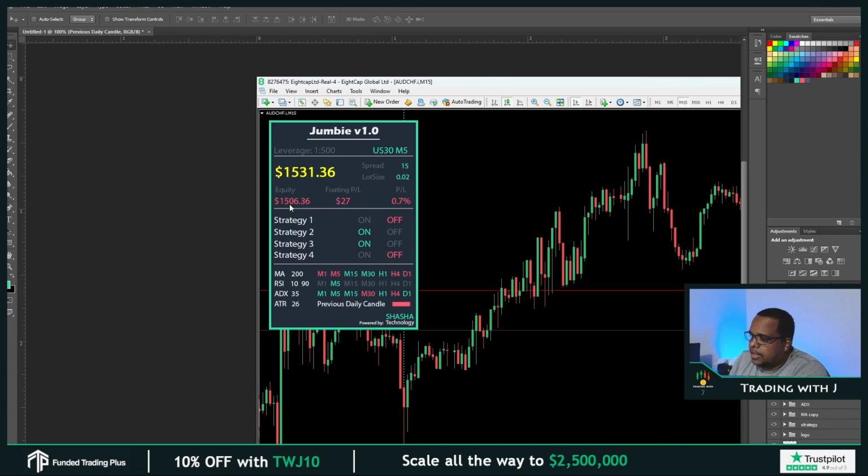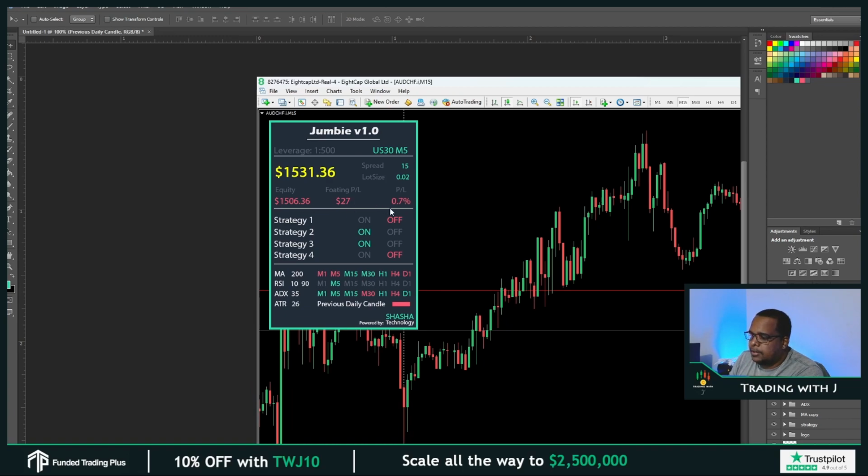Then at the bottom here, it would have the equity. So this would be the account balance minus any ongoing trades, any drawdown. And then you would have the float, which would be the actual value in dollars that the account is in, either a drawdown or in profit. And then here you would have it as a percentage.